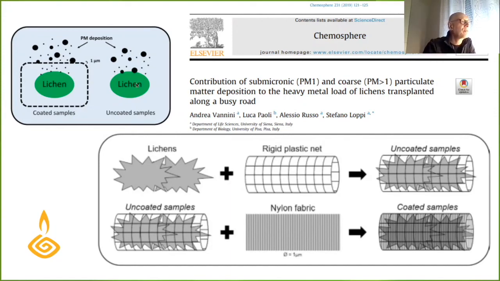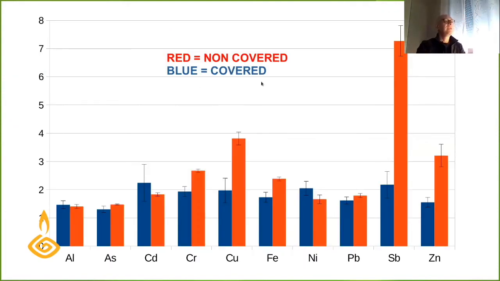In the other cases, the accumulation was based on all the particles available in the air. These are the outcome. You see red was the uncovered, you see the difference in many cases, and the blue was the covered. In general, all elements except a few, which are mostly present in ionic form like cadmium and nickel, show clear differences. Antimony, copper, and also chromium, but even iron, these are typical elements which are released by the abrasion of brakes.